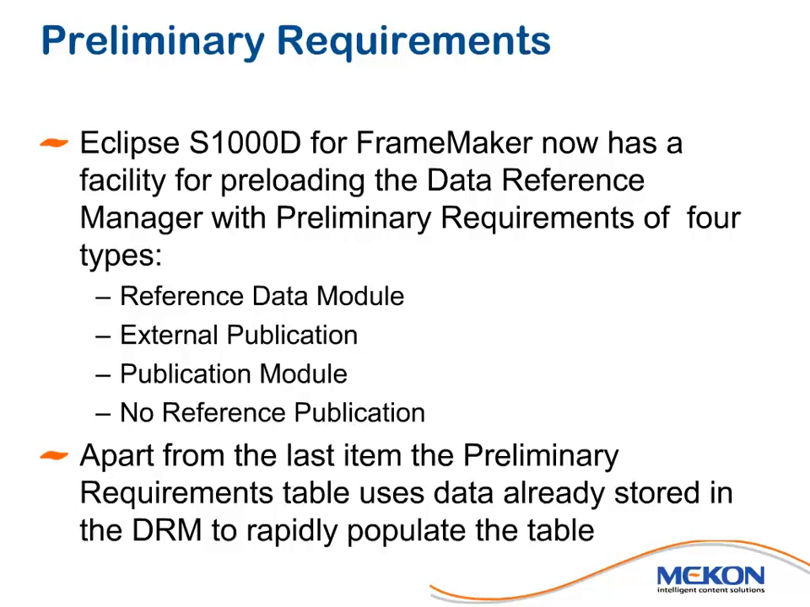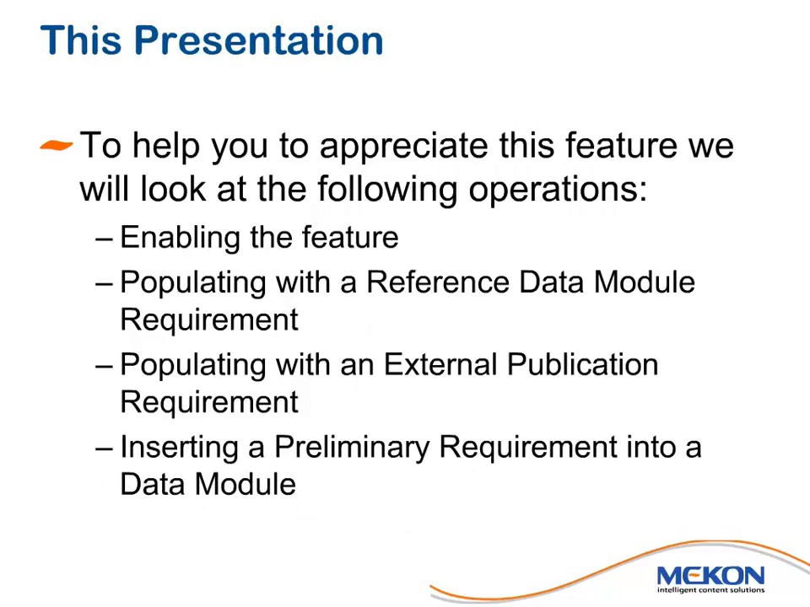Now, there are four types of preliminary requirements: those that make a reference to another data module, those that make a reference to an external publication, those to a publication module, and one where there's no reference at all. Apart from the last one, the preliminary requirements table uses data which is already stored in the data reference manager to rapidly populate that table, so that you can get an overall feel of this actual feature that we've introduced.